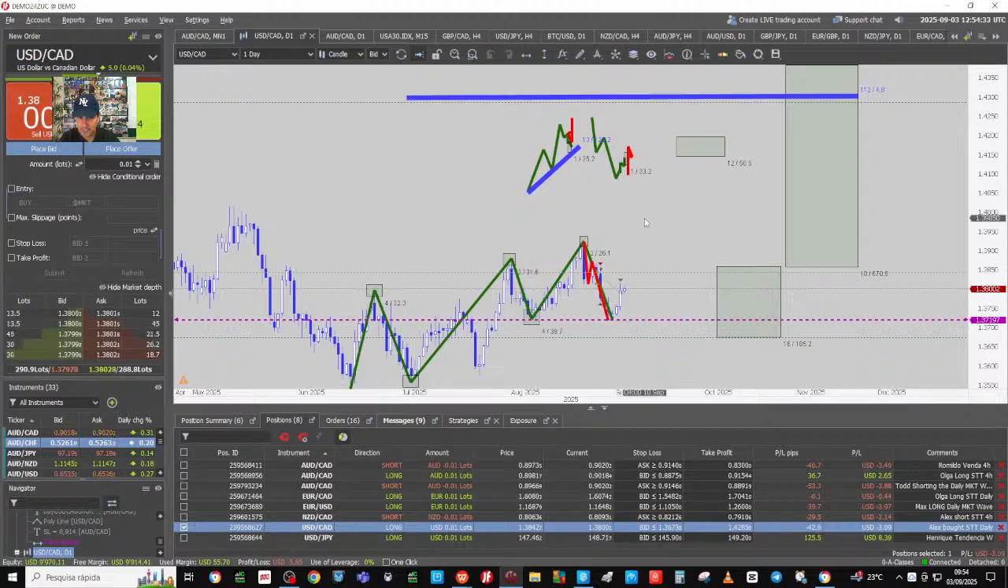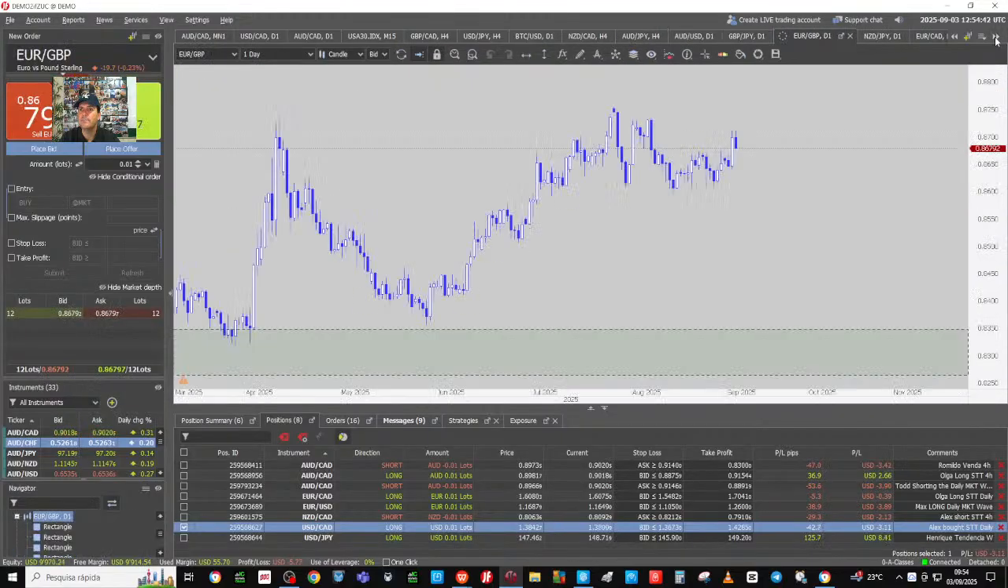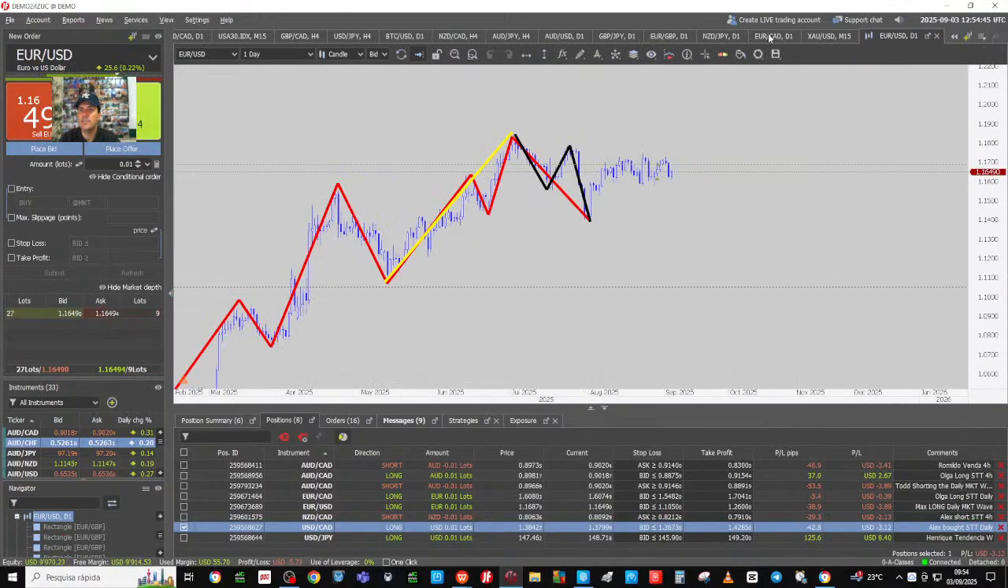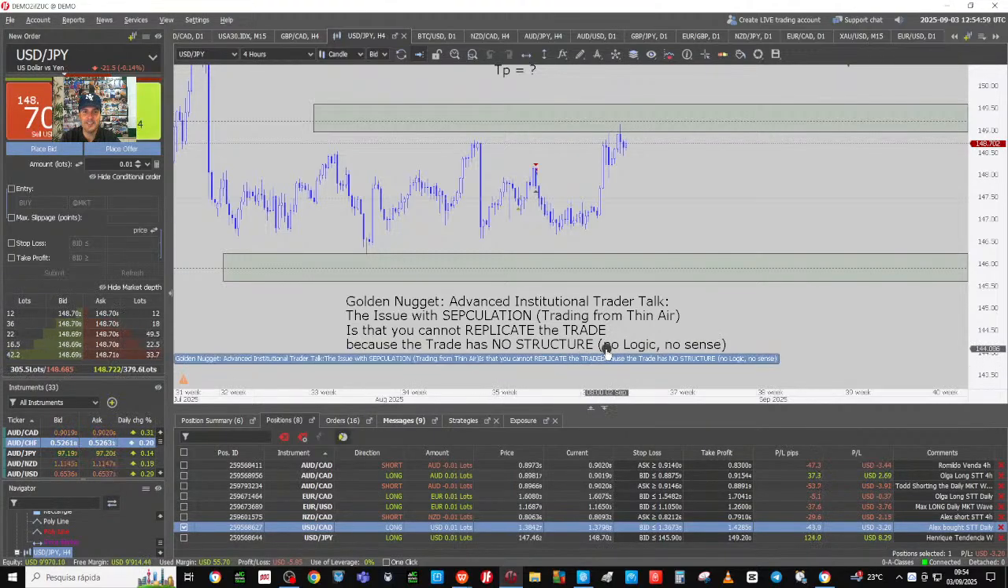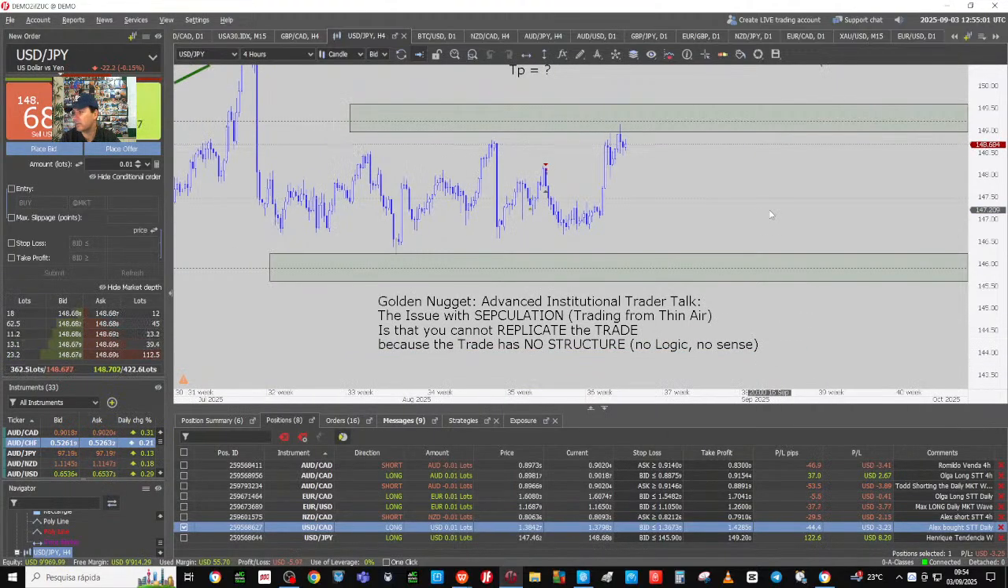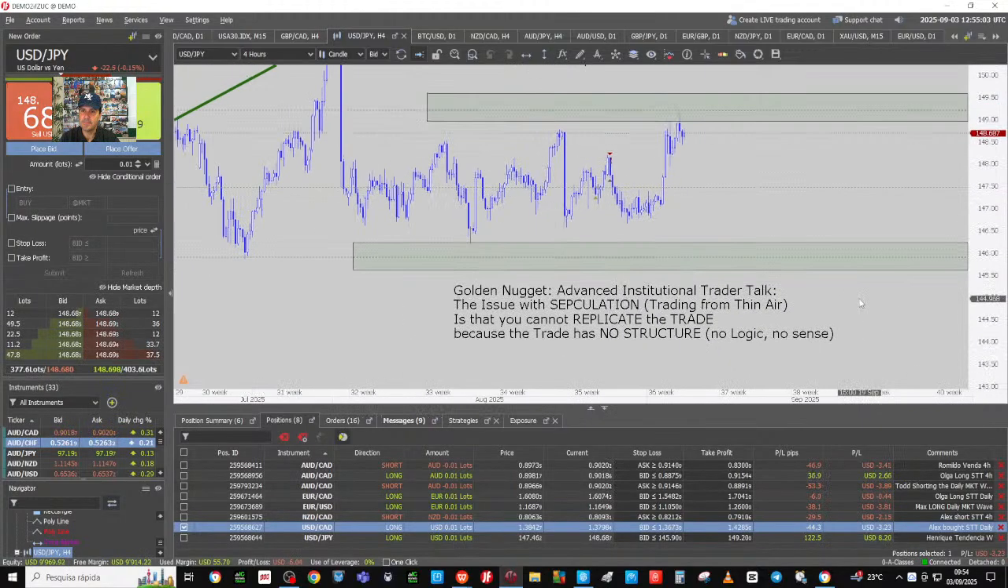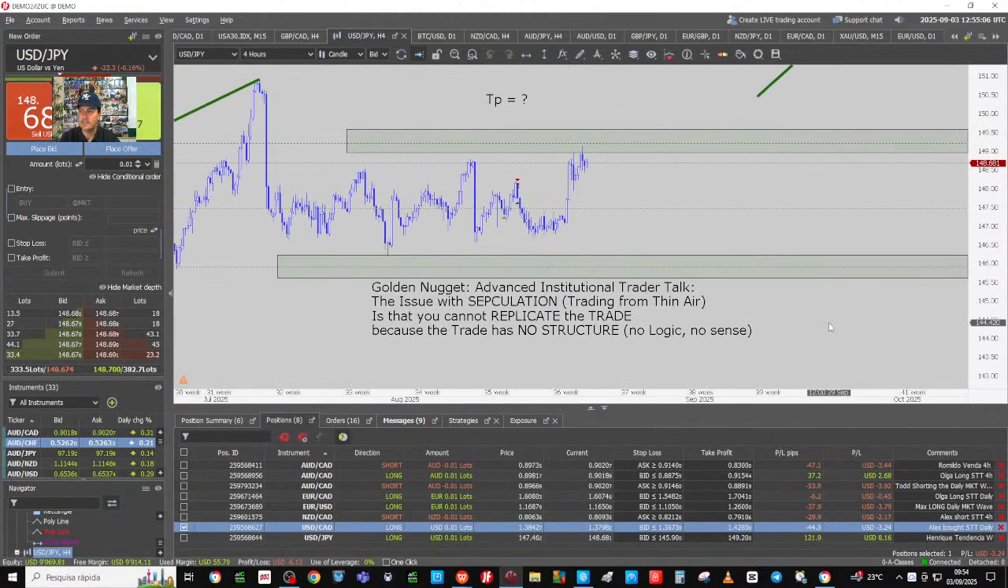Tell me. And Enrique, I'm not sure if you're here. Everybody, Enrique USD JPY, he went long last week. USD JPY, there you go. Okay, Golden Nugget, Advanced Institutional Trader Talk: the issue with speculation, trading from thin air, is that you can't replicate the trade because it has no structure. Enrique, what do you want to do? There is no right or wrong.